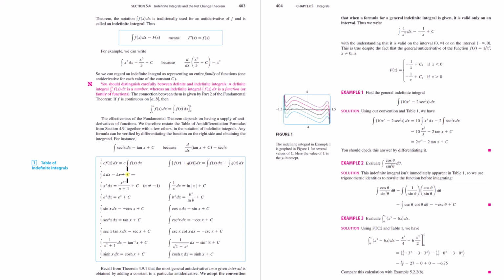Also included in this table were two basic properties of integrals. If you have the integral of a constant multiple times a function, then you can bring the constant multiple outside of the integral. Or the sum and difference rule, where if you have an integral of a sum or difference of two functions, then you can separate that into two separate integrals. So a basic integral was an integral that you could solve by just referencing this table.